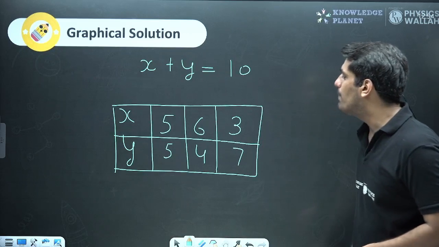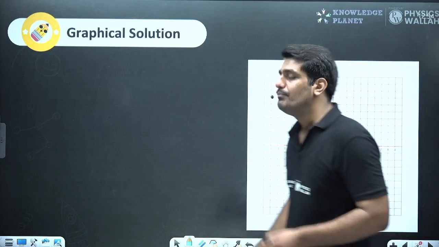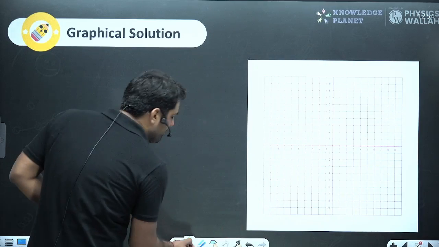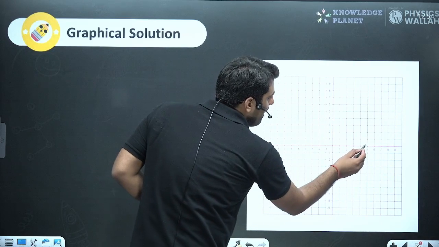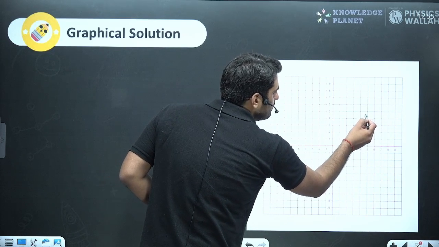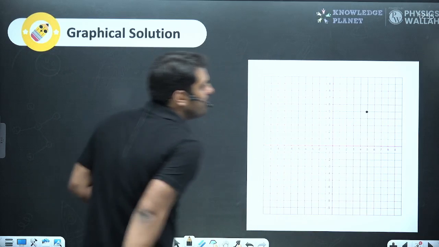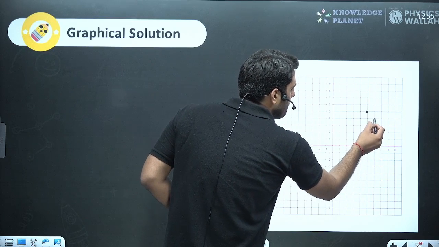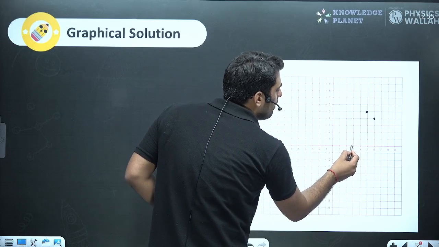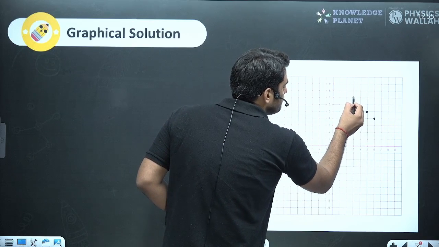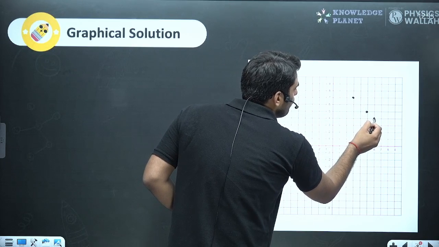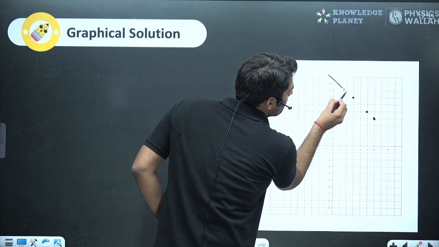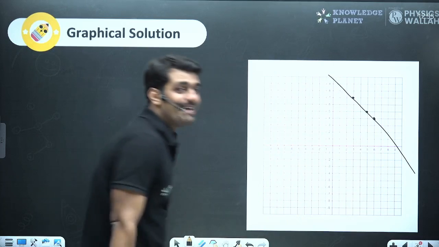Let's do the plotting now. We had a few points: 5, 5, somewhere over here. Another point was 6, 4, over here. We also had 3, 7. Let me draw a line for this one. This would be something like this. I hope this time it seems to be a straight line.